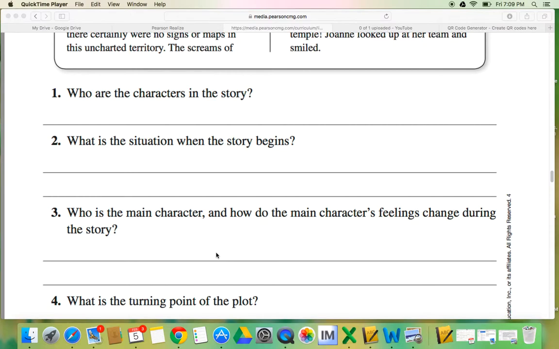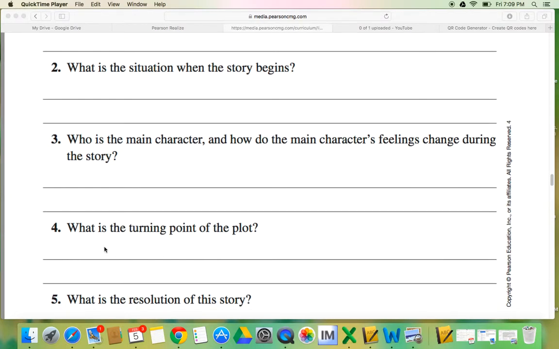Who is the main character? This time I want the one main character of the story. And how do the main character's feelings change during the story? From the beginning of the story to the end of the story, how does she change? Number 4, what is their turning point? This is the climax of the story.